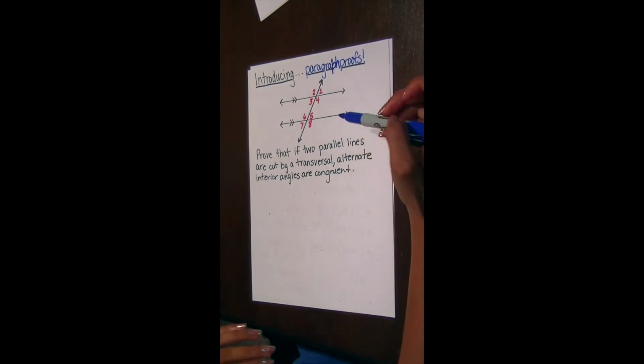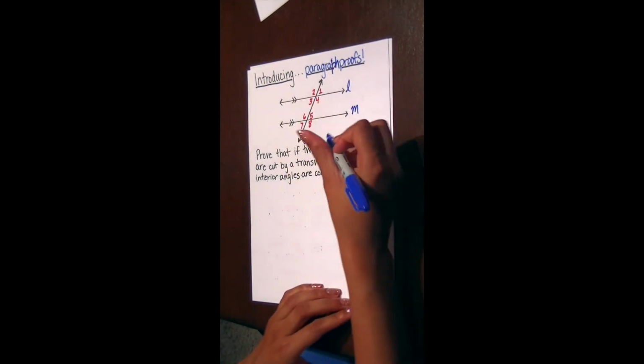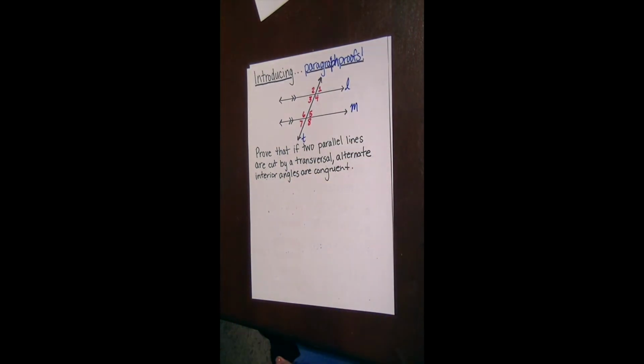So here's the problem. You have two parallel lines, I'll call them L and M, cut by transversal T. And I have all 8 of these angles. So I want to prove that if two parallel lines are cut by a transversal, alternate interior angles are congruent.